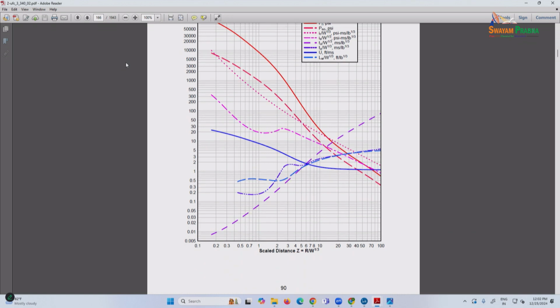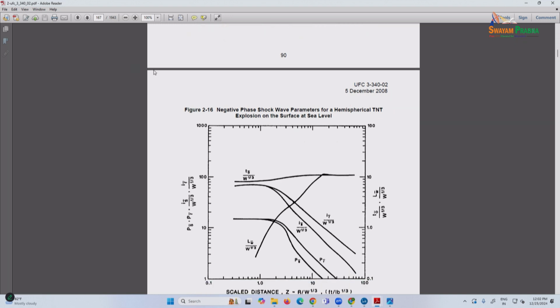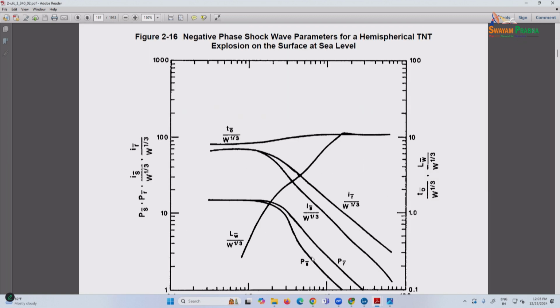If you go to figure 2-16, here you use the negative shockwave parameters. Scale is 10.13 somewhere here, and from this, the PR negative is, this seems to be the PR negative value. And that value comes to around, somewhere here, 1, 2, 3, somewhere around that, right?